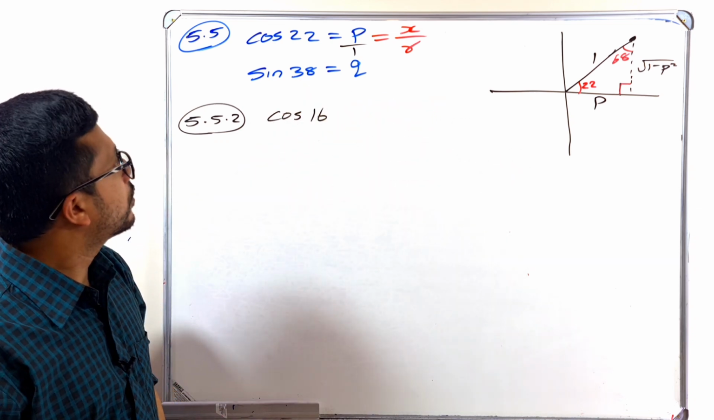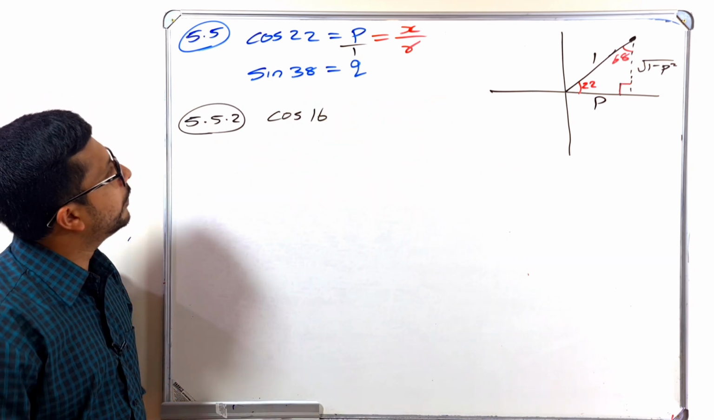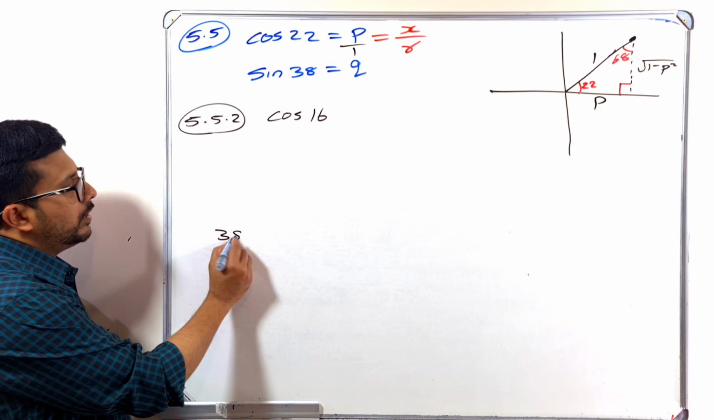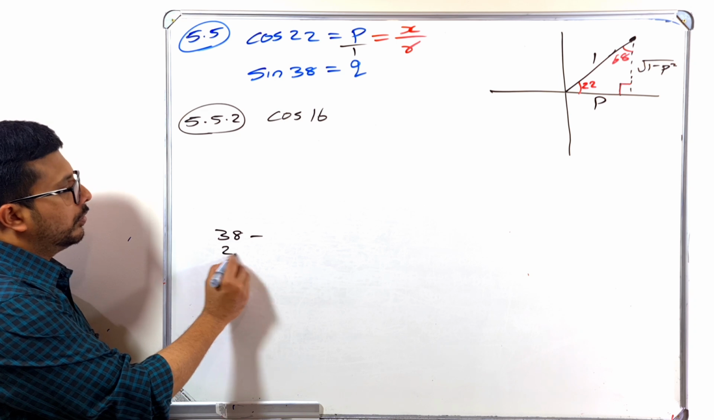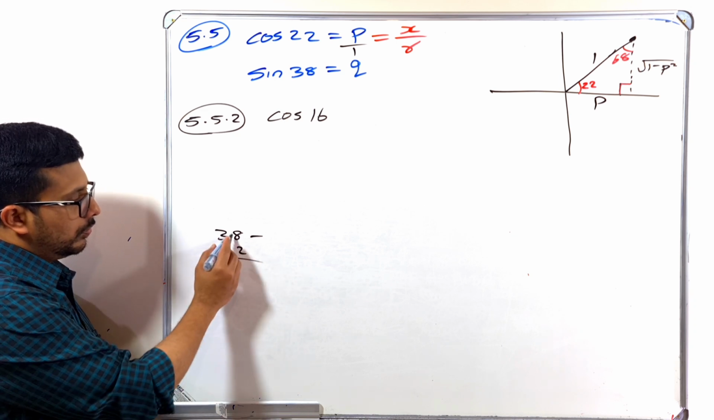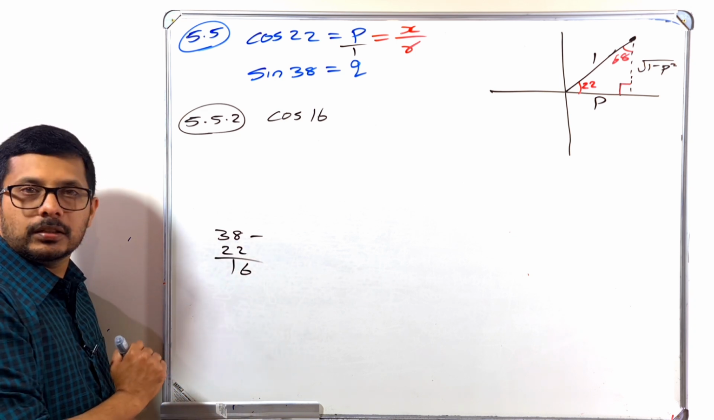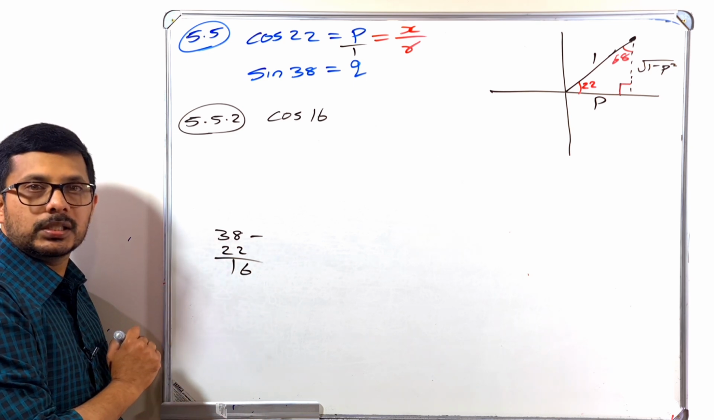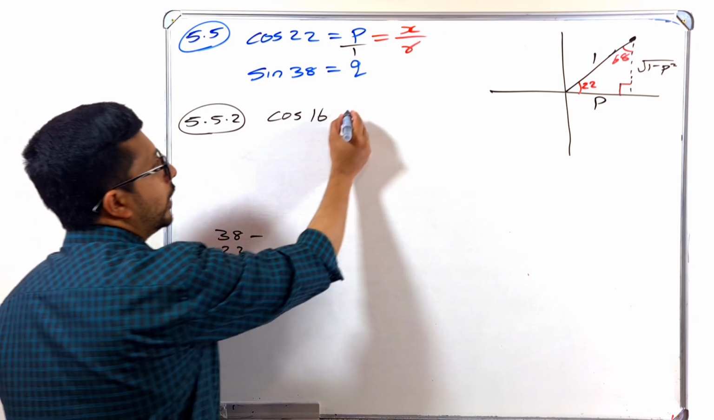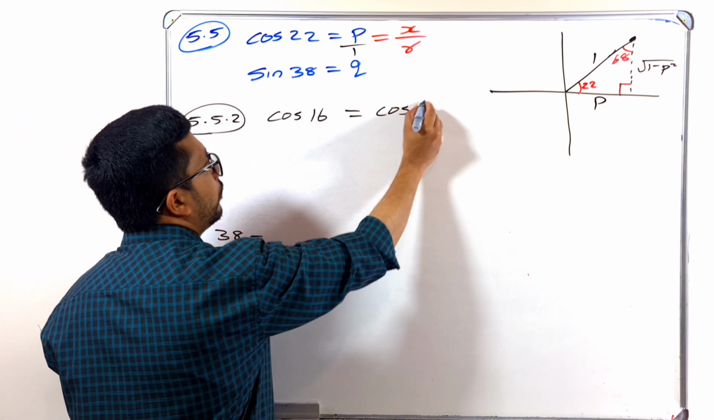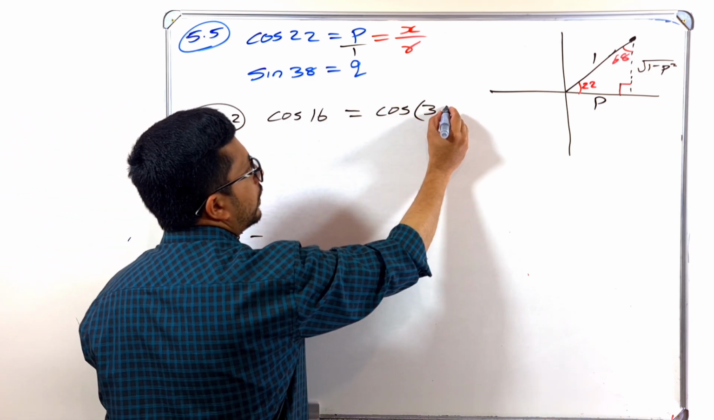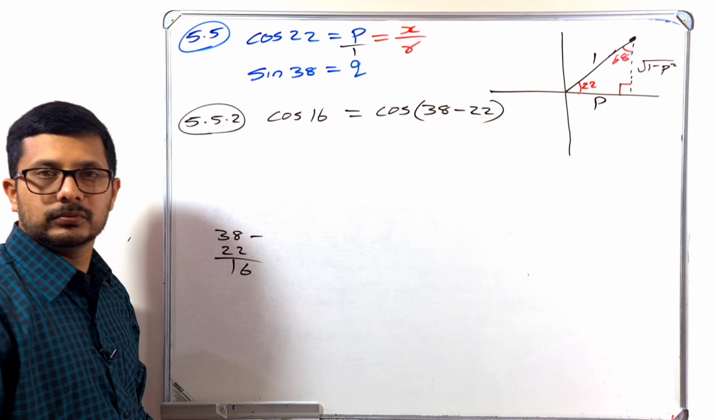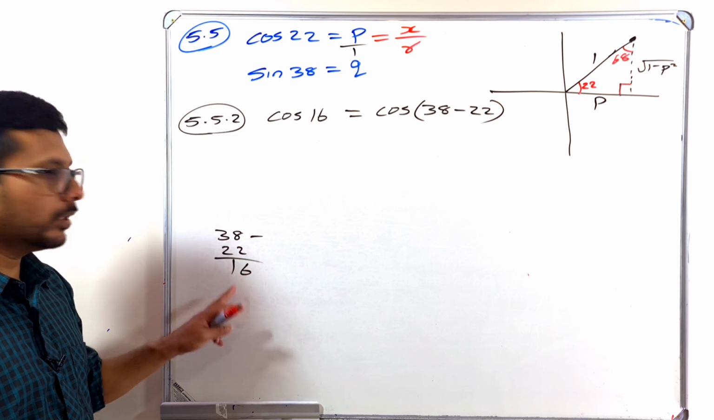Okay, so now let me check something here. What is 38 minus 22? 16. Wow, can you see that? 38 minus 22 is 16. Okay, so look at how I am going to write this one. Cos of, instead of that 16, I am going to write 38 minus 22, because 38 minus 22 is 16.